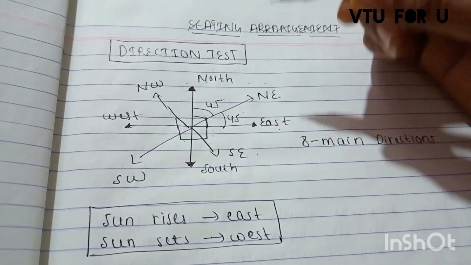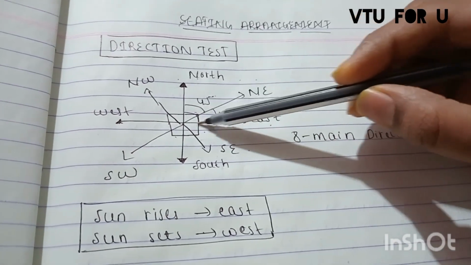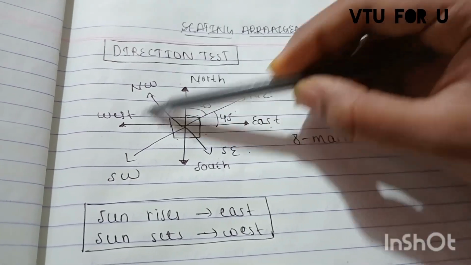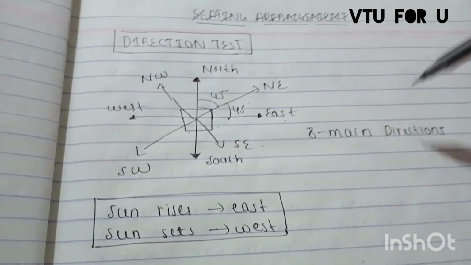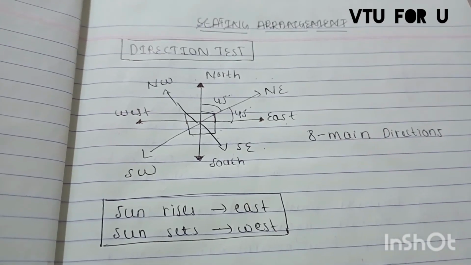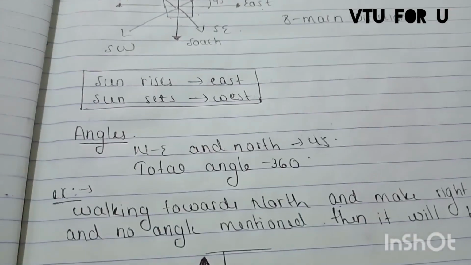Okay guys, there are 8 main directions. Each angle is 90 degrees and the whole angle is 360 degrees. 90 plus 90 plus 90 plus 90, it is 360 degrees. Remember this, guys. Okay, let's move on.